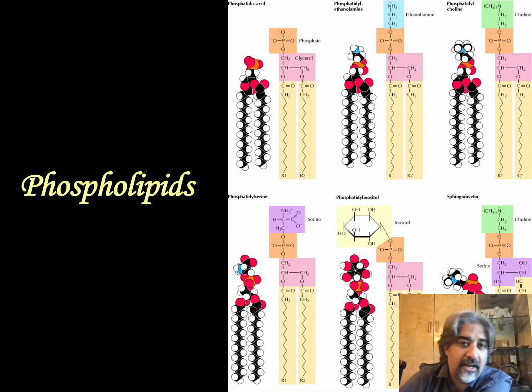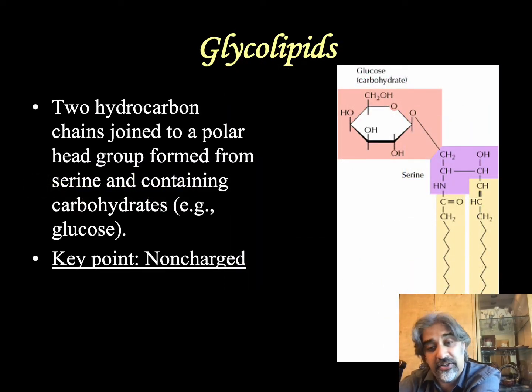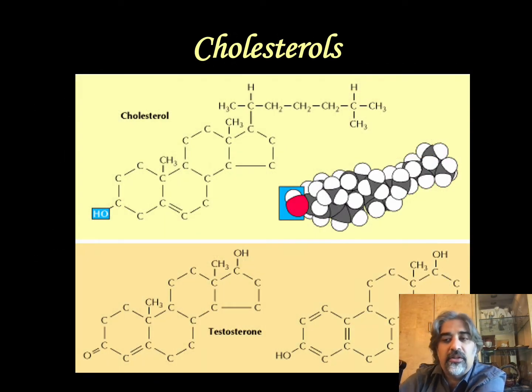Phospholipids have various differences in their glycerol heads, and also the kinking of their fatty acid tails. Glycolipids have a carbohydrate component to them, and they're non-charged. Cholesterol is also part of the cell membrane. It's an important component. It's also an amphipathic molecule because of its polar hydroxyl group. Cholesterol is also a precursor to the steroid hormones such as testosterone and estradiol.